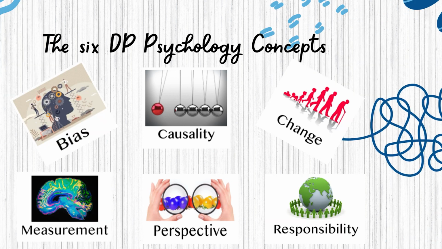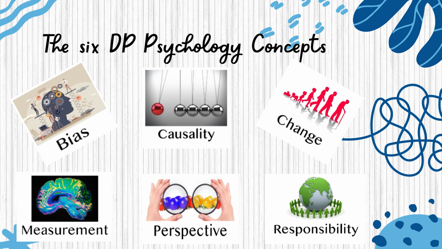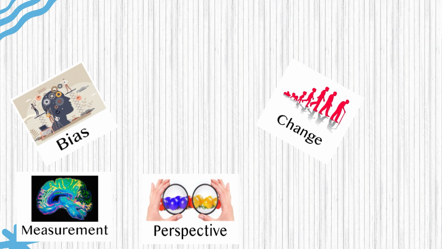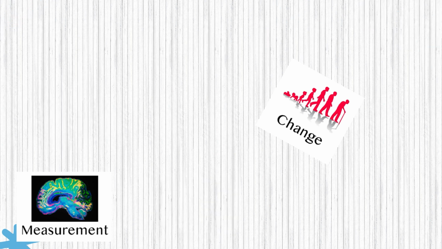There are 6 psychology concepts. First one is bias. Psychologists must be aware of biases during the research process. Second one is causality. It is a basic human desire to know why something happens. Psychologists seek out cause and effect relationships by conducting experimental research. Third one is change. A key goal of psychologists is to help people change their behavior to improve their physical, social, and mental health. Coming to measurement, it is a fundamental part of psychology research.